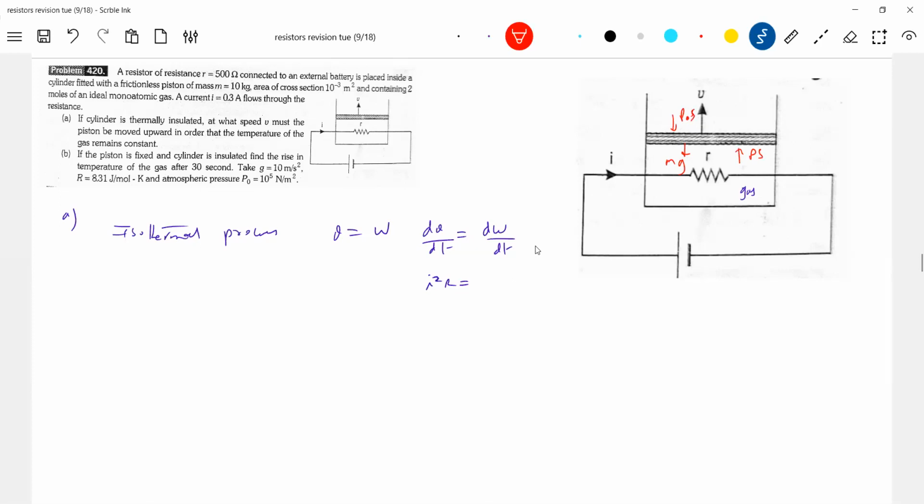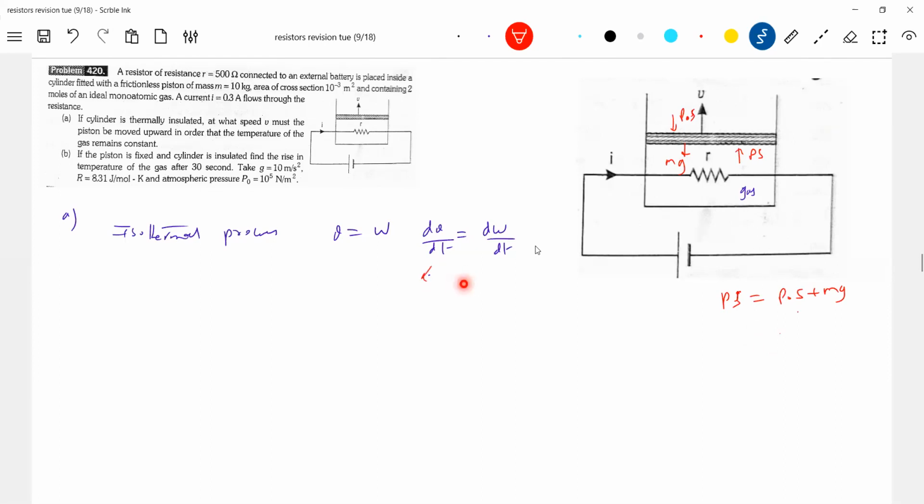Who will push the piston up? Definitely the gas, as it is moving with a constant speed. So PS should be equal to P naught S plus mg. I'm equating forces here. Fine. So what is the rate at which work is done by the gas? So what you should write is dQ by dt, the power supplied.